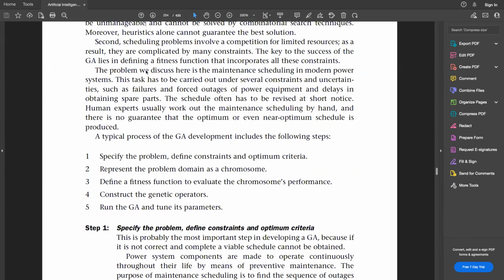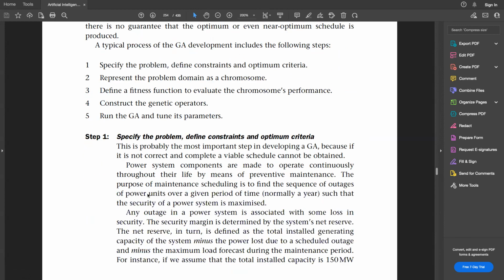So we looked at the typical process involved in using a genetic algorithm, or the genetic algorithm development process. We said that we have to, one, specify the problem, define constraints and optimum criteria. Then two, represent the problem domain as a chromosome. Then three, define a fitness function to evaluate the chromosome's performance. Then four, construct the genetic operators. And lastly, run the genetic algorithm and tune the parameters. So what follows is a detailed coverage of each of those steps.